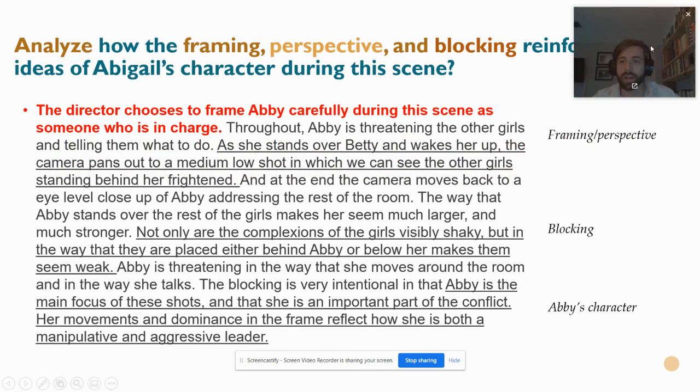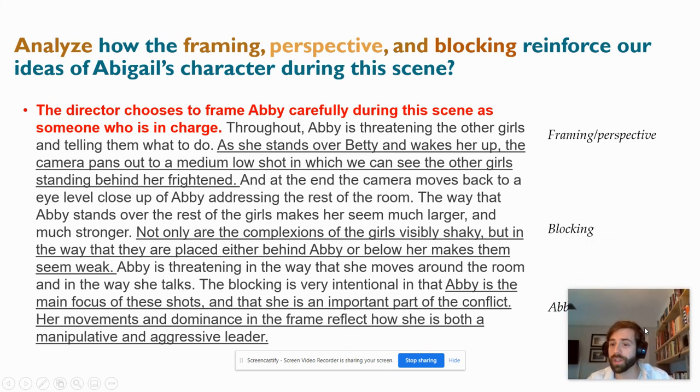I'm not going to go through this whole next one, but I do want you to pay attention to the way I write questions, the way anybody writes questions. So I might give you one verb. I want you to analyze something, but I want you to analyze the framing, the perspective, and the blocking in a particular scene of a play. This is a play that we're going to look at called The Crucible.